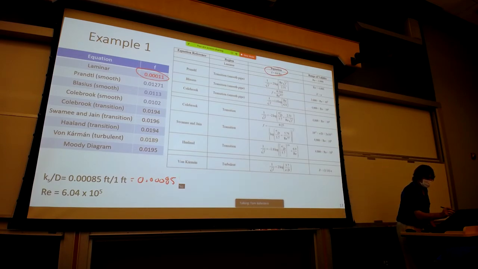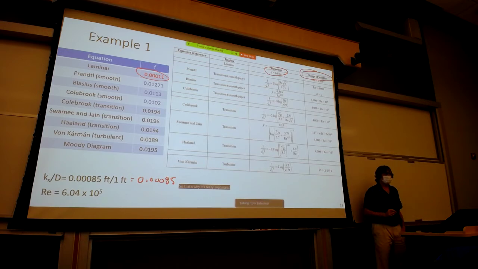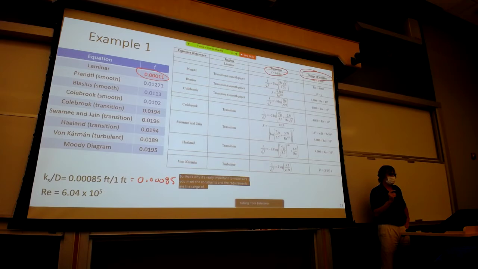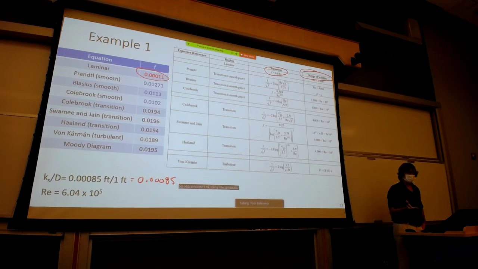So that's why it's really important to make sure you meet the constraints and the requirements or the range of validity when you're picking up these equations. So you shouldn't be using the laminar equation because the Reynolds number is not less than 2,000. I hope I've stressed that enough.